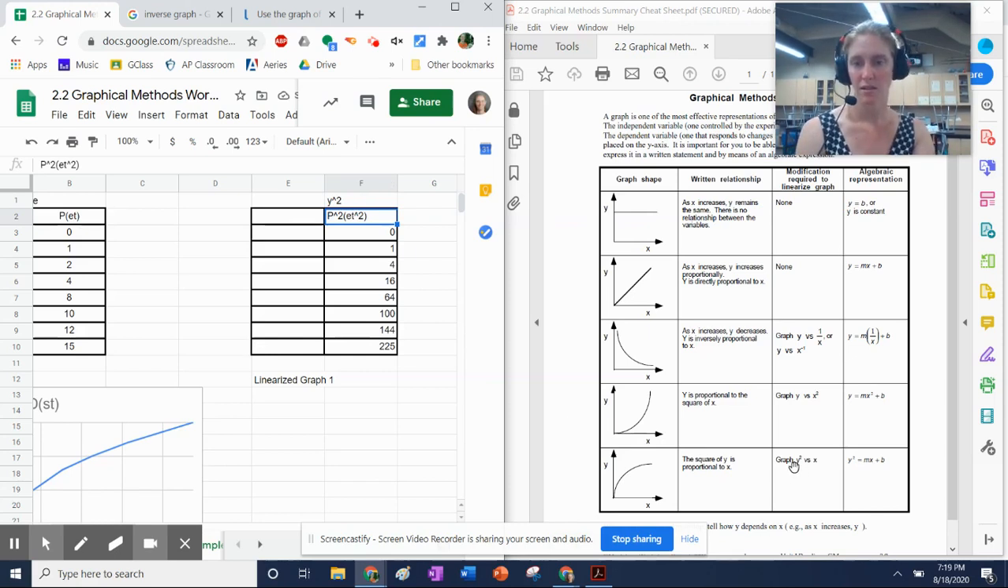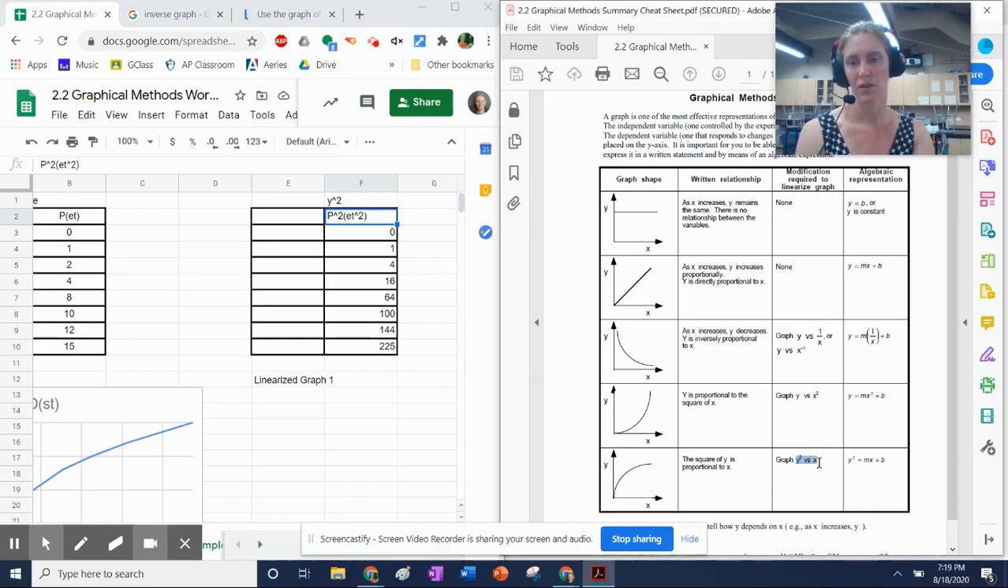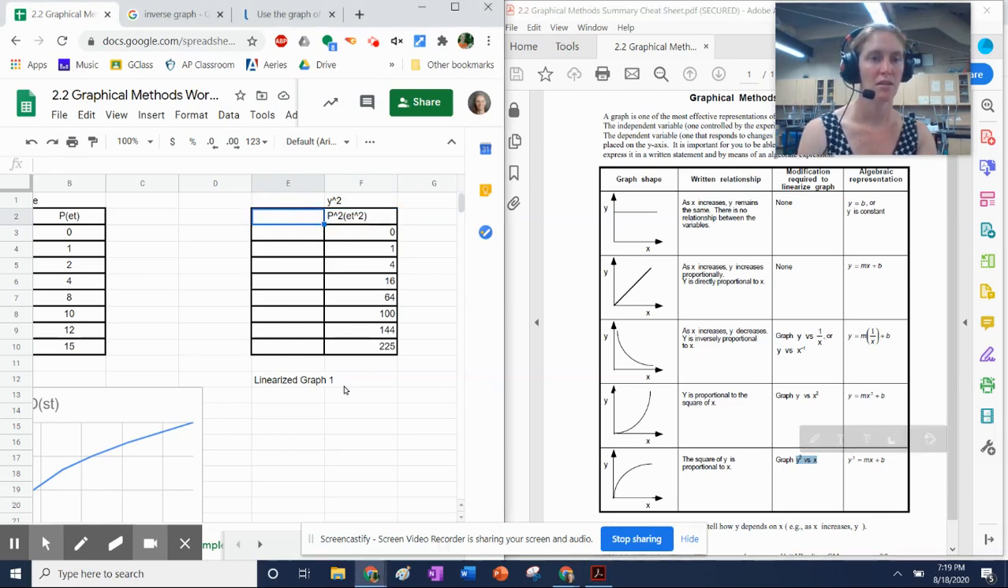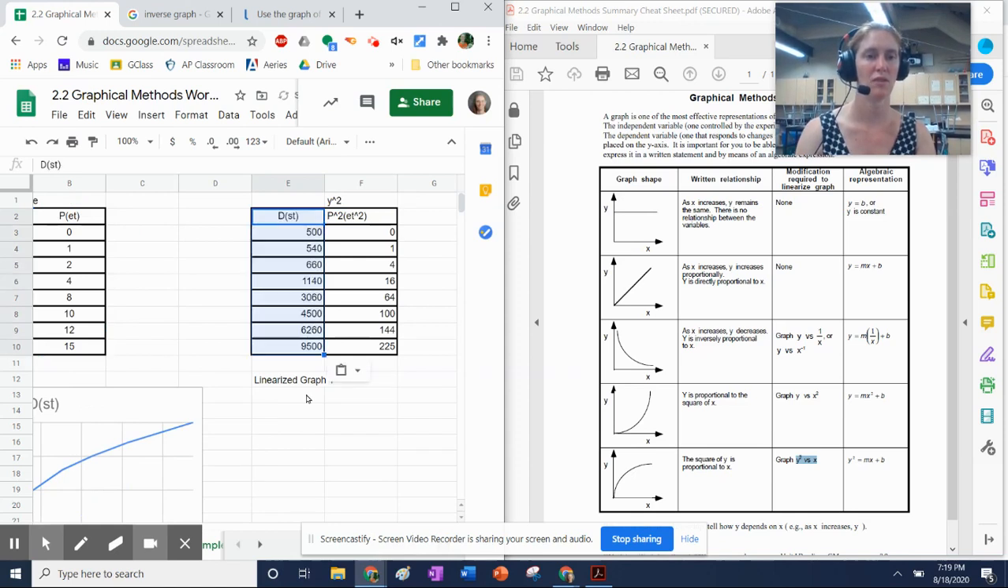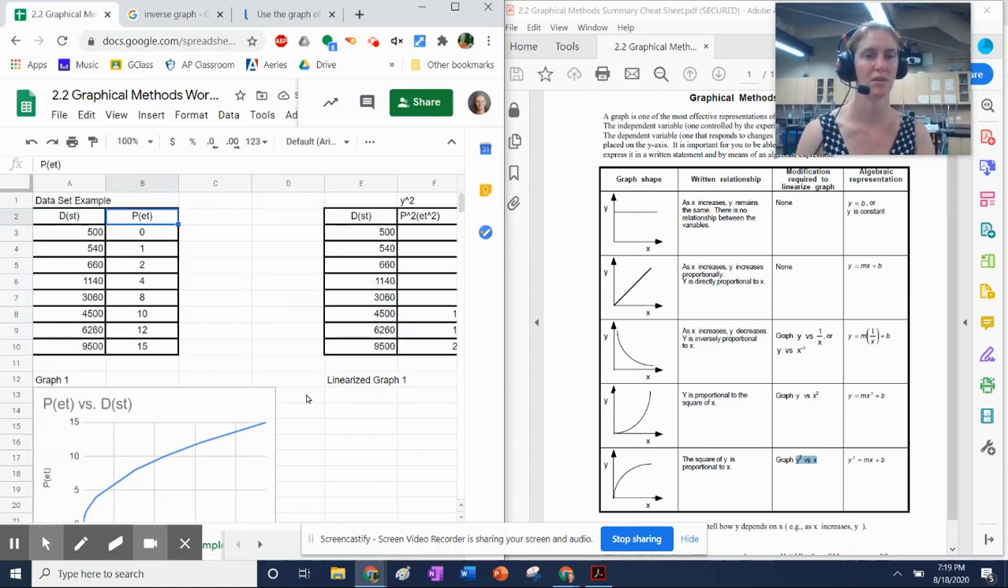And then it says I need a graph that's y squared versus x. So on the other one, my x values are going to stay the same. So I'm going to come over here. These are my x values. I'm going to highlight them and copy them. And I'm just going to paste them right in that table over here.